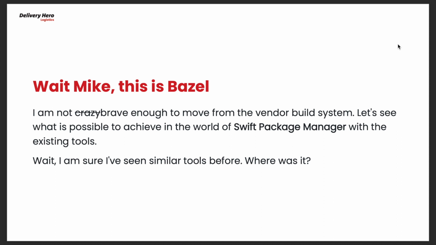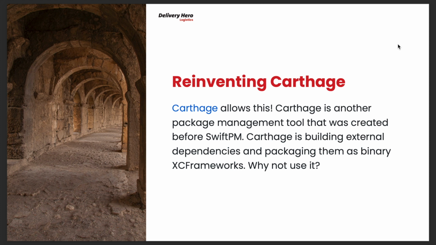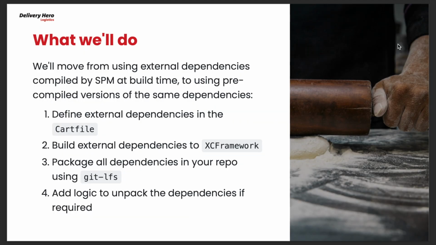So let's try to achieve it in the world of Swift Package Manager with existing tools. And you might have seen this before, right? If you worked in iOS, you've seen this before, and it's basically called Carthage. Carthage allows this. You can attach binary releases to GitHub releases. Carthage just fetches them, puts frameworks in the right place, and you can use them. So why wouldn't we use it? We would exactly use it.